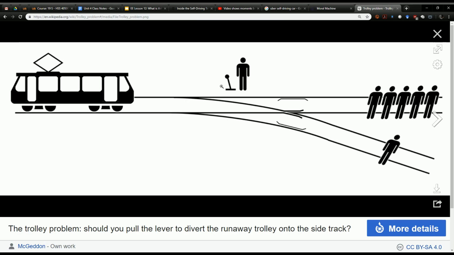But you happen to be standing right on a track switch lever, and you see the whole situation happening, and you realize that if you pull this lever, the track will divert onto the side track. And you see that there's also a person over on the side track also not paying attention. So this person will get killed instead of those 5 people. And so the question is, do you pull the lever? Right. So if you don't pull the lever, 5 people die. If you do pull the lever, 1 person dies who wouldn't have died otherwise.